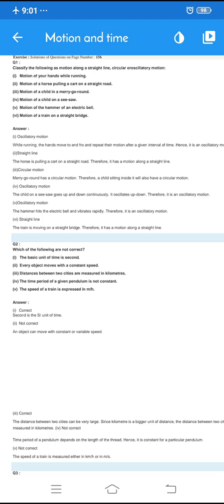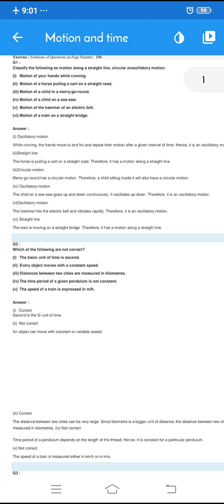Second one is motion of a horse pulling a cart on a straight road. What is the type of motion here? Yes, exactly, it is straight line motion or rectilinear motion. The horse is pulling a cart on a straight road, am I right or not? So hence it is a motion along a straight line.